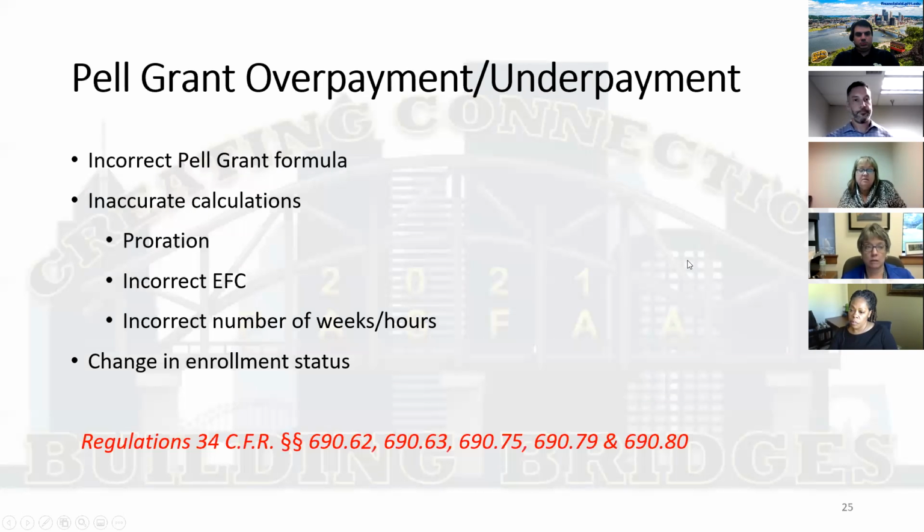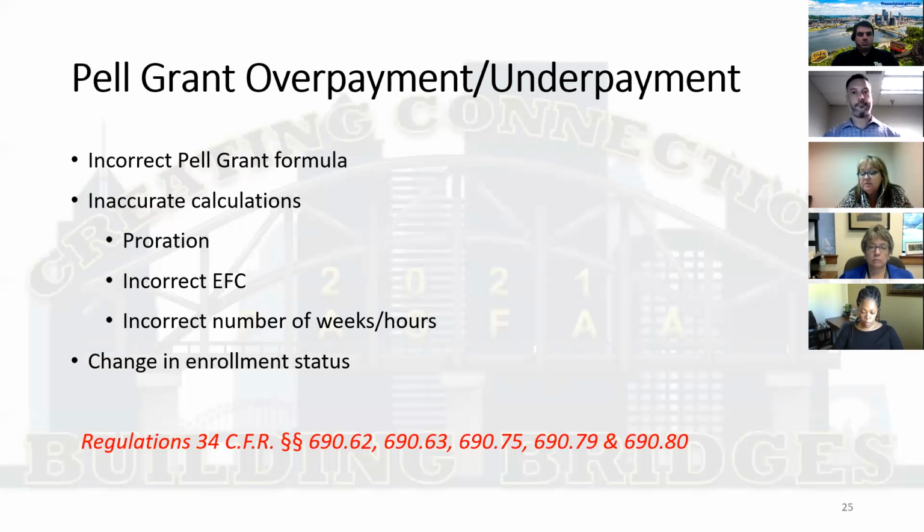The next thing that auditors see and program reviewers see is the Pell Grant overpayment or underpayment. And that's using an incorrect Pell formula. That can happen that way. You're doing inaccurate calculations, prorations, using the wrong EFC. Maybe you're using the incorrect number of weeks or hours in your calculation.